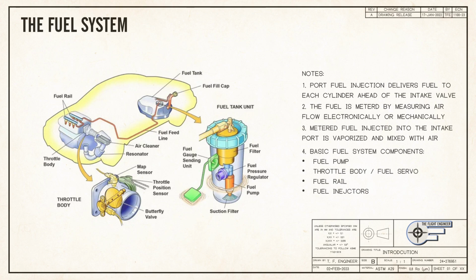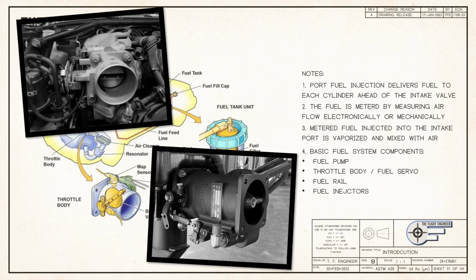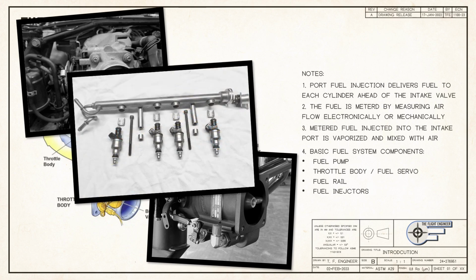The basic system starts with a fuel pump that provides fuel at low to moderate pressure. A throttle body or fuel servo measures the mass flow rate of intake air and either meters fuel itself or provides an electronic signal to a controller. Fuel flows to the fuel rail, which feeds the individual injectors. These injectors can either be a calibrated orifice, which receives a constant fuel flow, or an electronically controlled solenoid-type valve.